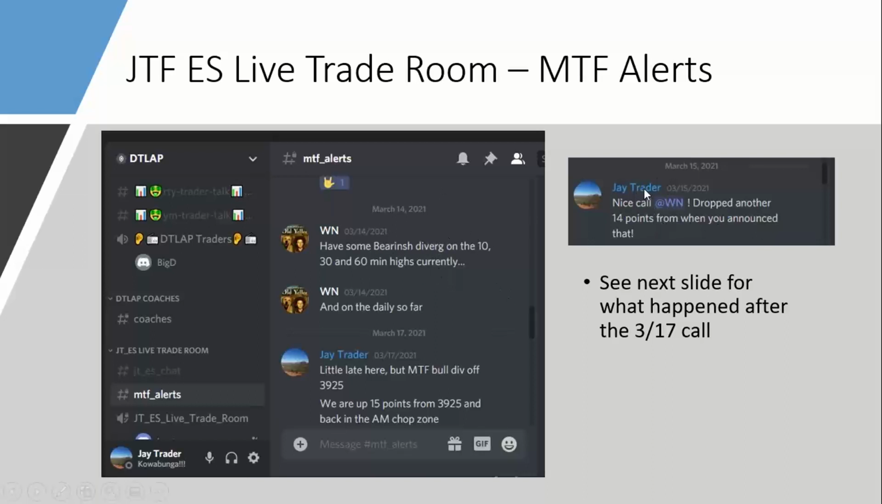The reason I have this in a different chat is because the multi-time frame alerts channel is just for the alert. Then we have another channel where we can talk and share things. So that's where I mentioned it on the next morning, the 15th. Now you can see the next call was 2 days later, on the 17th.